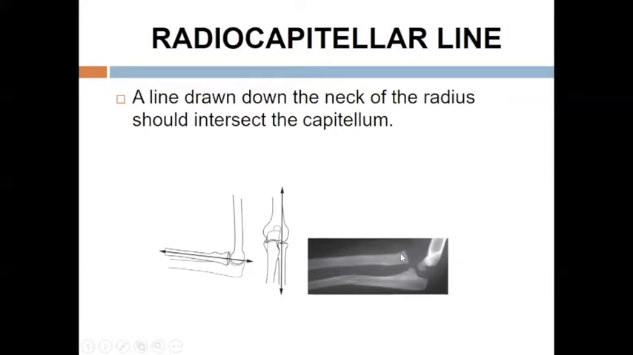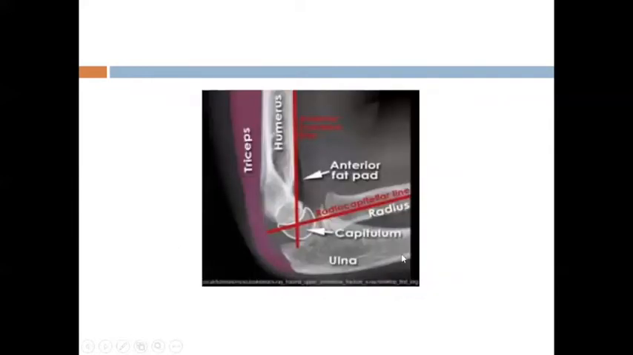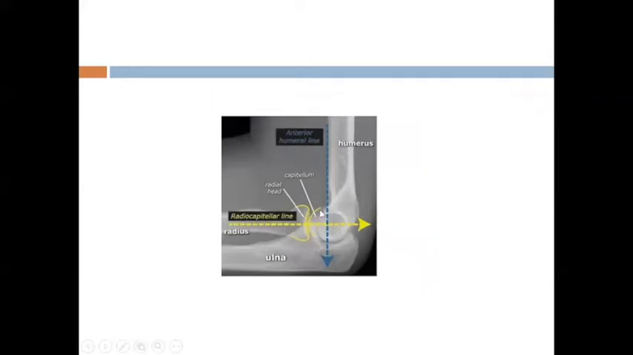Here, the radiocapitellar line is not intersecting the capitulum, so in this there is displacement of the head of the radius. This is the radiocapitellar line and anterior humeral line. Actually, this is a normal anterior humeral line and normal radiocapitellar line. Here you can see the anterior humeral line is intersecting the anterior 1/3 of the capitulum, and this radiocapitellar line through the middle of the neck of the radius is directly intersecting the capitulum.